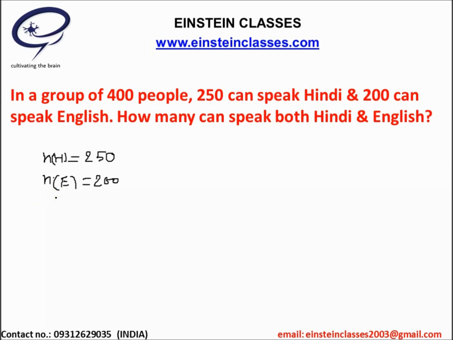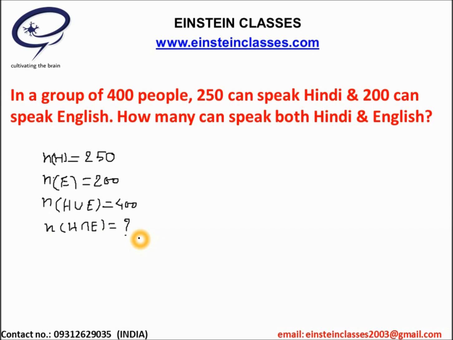Now as we can see, there are 400 people. Out of these 400 people, some speak Hindi, some speak English, and some can speak both languages, right? And hence the total number of people who can speak Hindi or English will definitely be 400. That means the number of elements in H union E will be equal to 400. We have to find the number of elements in the set which contains the people who speak both Hindi and English. That means this is the set H intersection E, and we have to find the total number of elements in the set H intersection E. This quantity we have to find out.